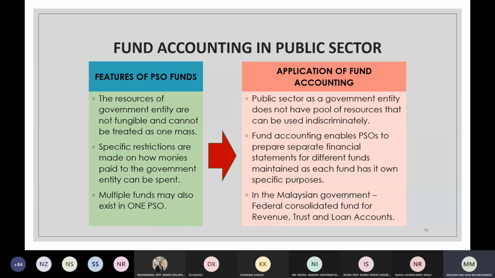Application of fund accounting: the public sector, as a government entity, does not have a pool of resources that can be used indiscriminately. Fund accounting enables public sector organizations to prepare separate financial statements for different funds, as each fund has its own specific purpose. In the Malaysian government, we have the Federal Consolidated Fund for revenue, trust, and loan accounts. I think we'll see that discussion later.